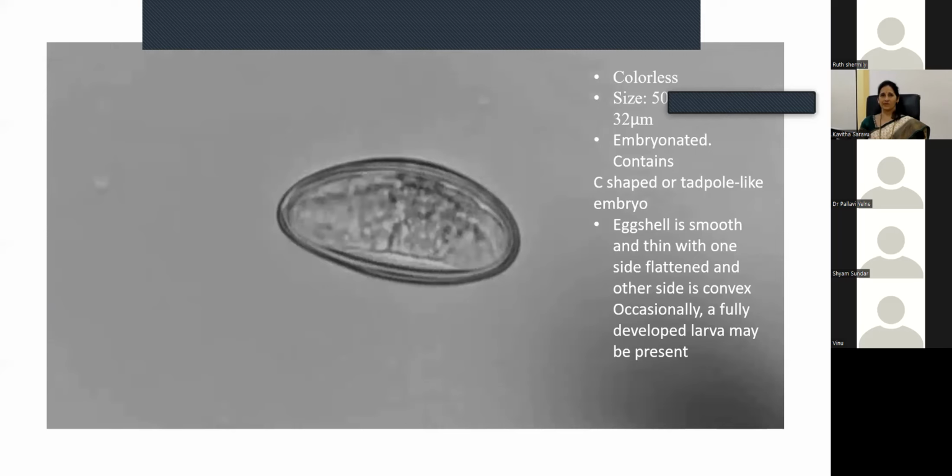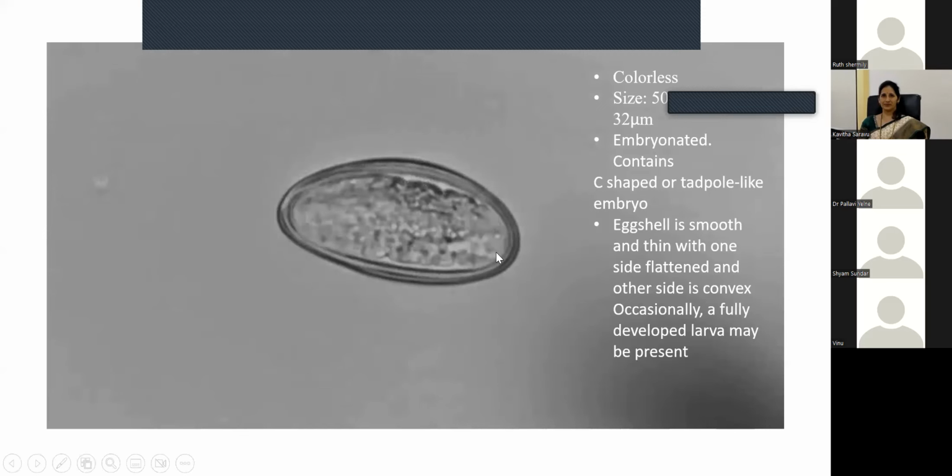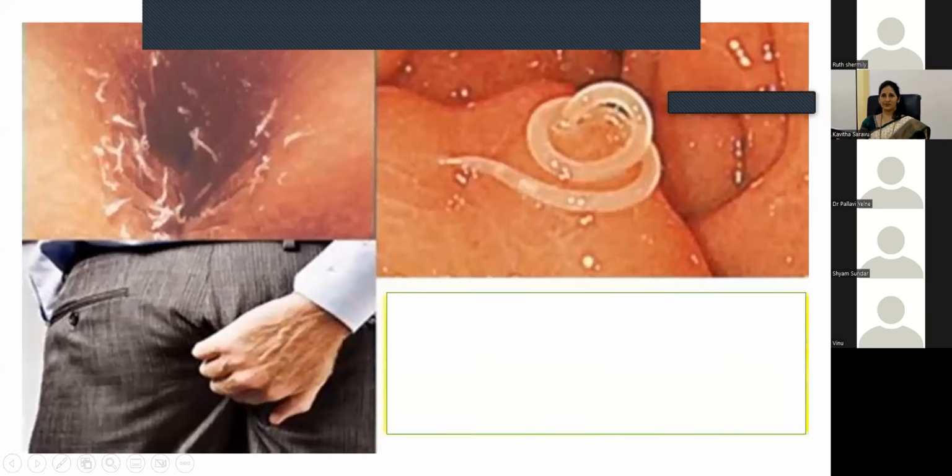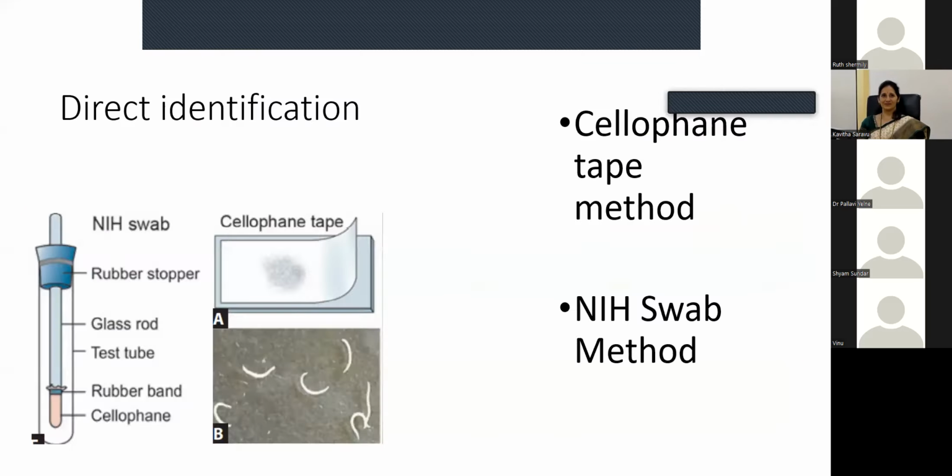So what is the characteristic feature of the egg? It is colorless, around 50 to 60 micrometer. It's embryonated and it contains a tadpole-like larva. Okay, the eggshell is smooth and one end is flattened, another is convex, right? So the patient will present with perianal itching. For that reason, direct identification methods are also there, like the NIH swab.